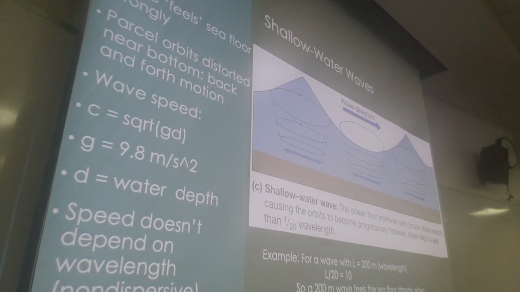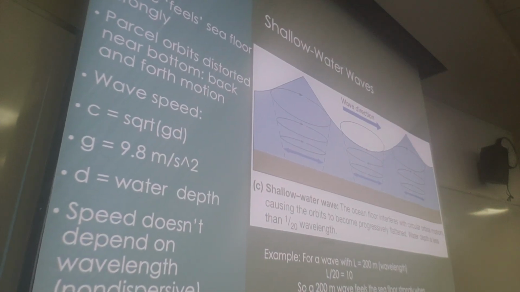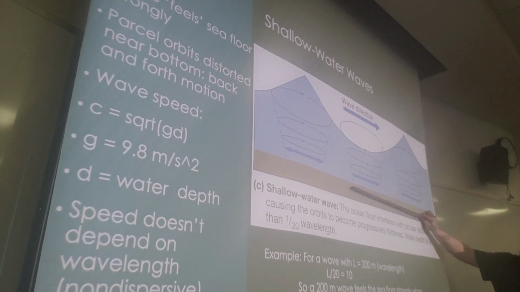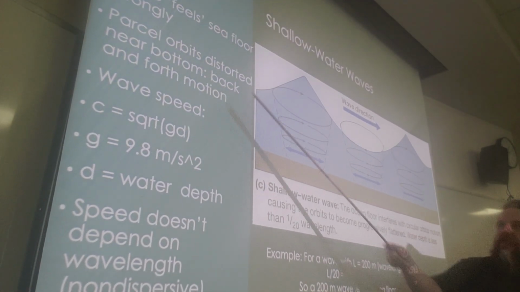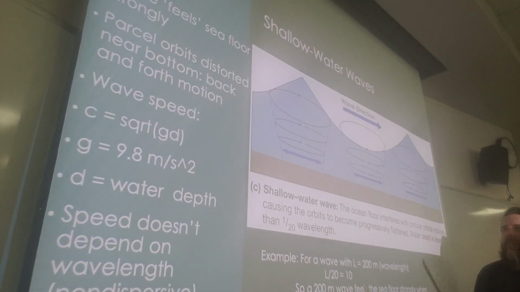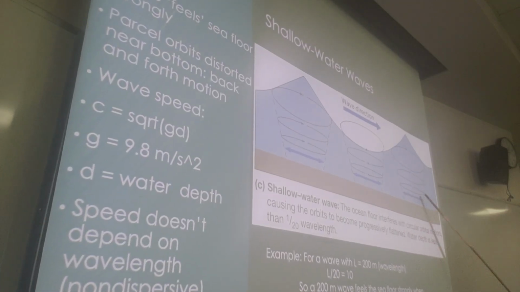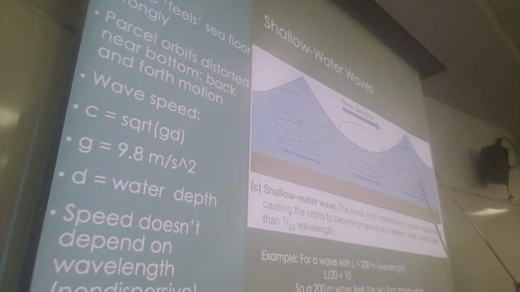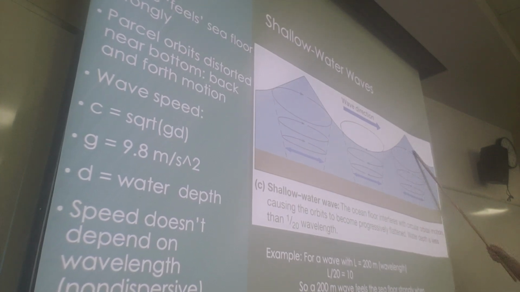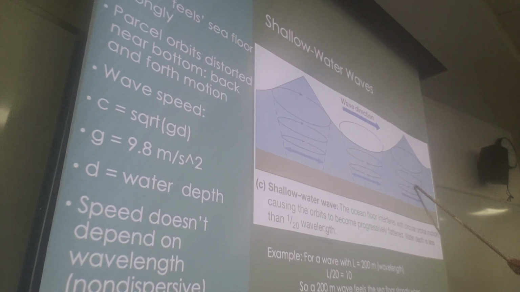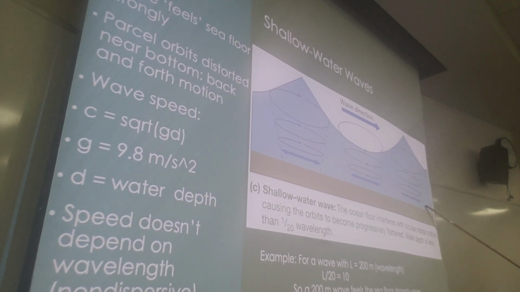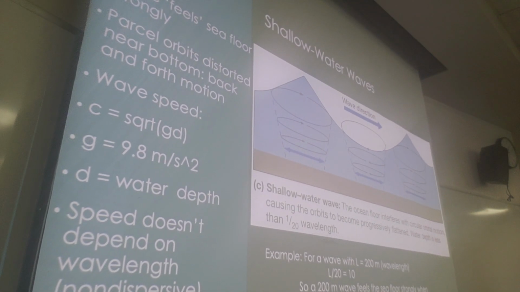Shallow water waves happen when they feel the seafloor. So when the wave base actually makes contact with the seafloor, and the mathematical criterion for this is that the depth is less than 1/20th of the wavelength. So the waves feel the seafloor strongly, and these orbital circular motions of the parcels, when you get near the seafloor, those circles can't penetrate the bottom, and so you just end up with sliding motion back and forth.